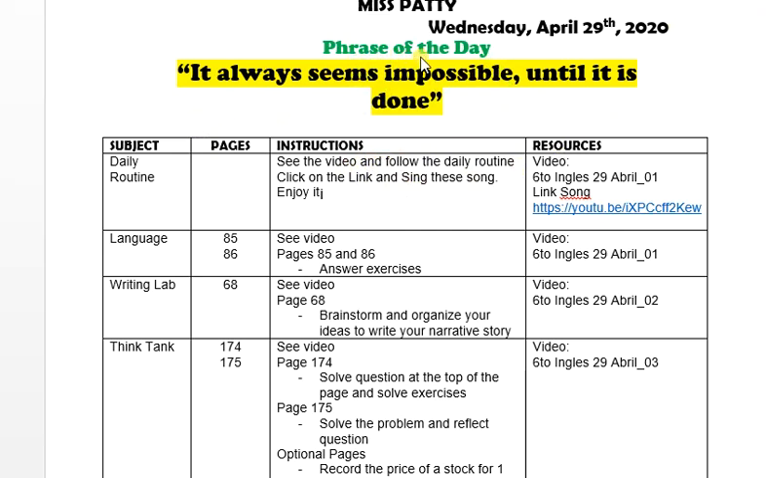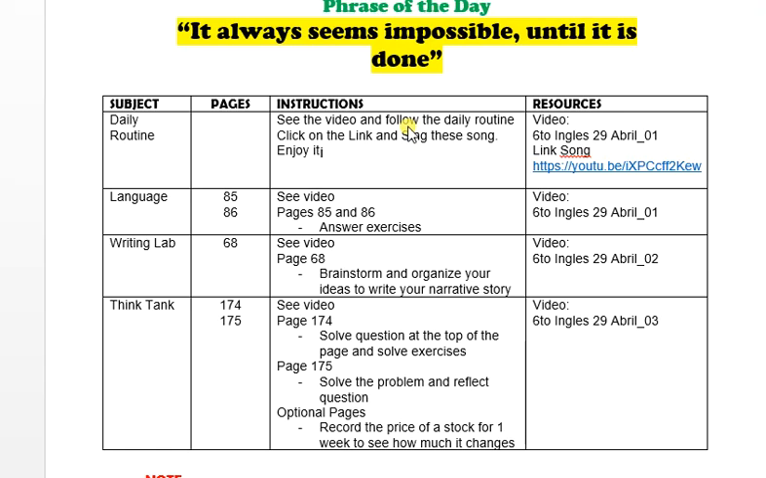First of all, we'll read the phrase of the day. It always seems impossible until it is done. This is very clear. That means that you should never think about something impossible. When you do it, you will notice that it was not impossible as you used to think. So, try and it's going to go very well.